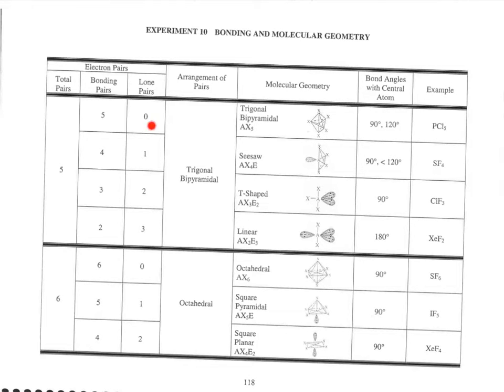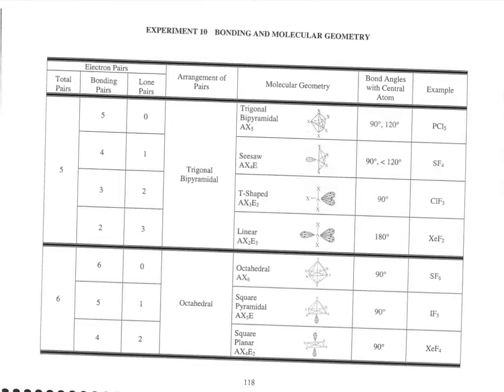When there are no lone pairs, it is AX5. We call this geometry trigonal bipyramidal, and the bond angles are 90 degrees and 120 degrees for those 3. An example is phosphorus pentachloride.